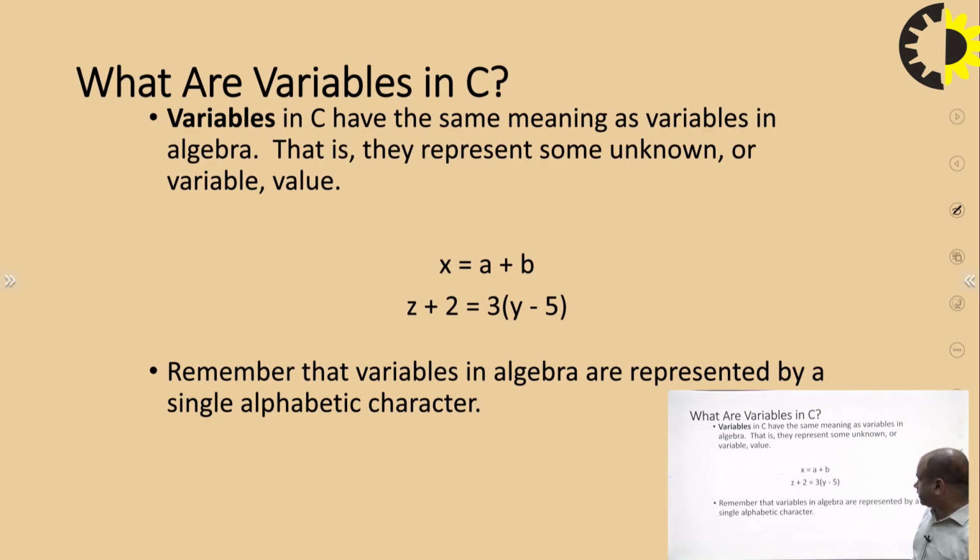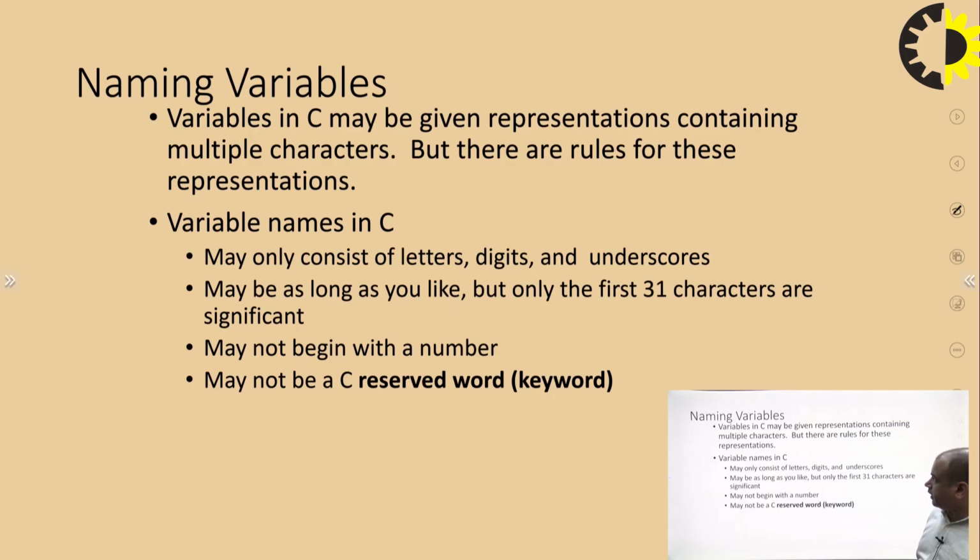Remember that variables in algebra are represented by a single alphabet character, or in C we can represent them by some string, a word also. Next, naming of the variable. In C there are some specific naming constraints. First of all, a variable in C can be given a representation containing multiple characters, but there are rules for this. First, the variable name in C may only consist of letters, digits and underscore, not other than that.